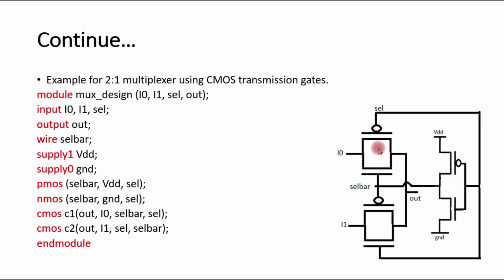And there are two CMOS transmission gates. This one is C1 transmission gate and this one is C2 transmission gate. Syntax for CMOS transmission gate we have already discussed. Output terminal, that is out, input data line, that is I0, NMOS gate terminal, that is sel bar here, then PMOS gate terminal, that is sel for C1 transmission gate. Similarly for C2 transmission gate, output signal is out, input data is I1, gate terminal for NMOS device is sel, and gate terminal for PMOS device is sel bar.